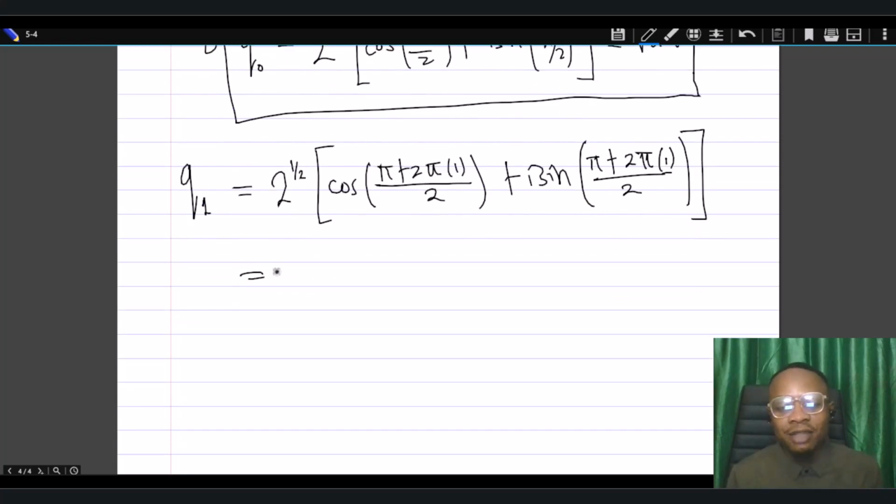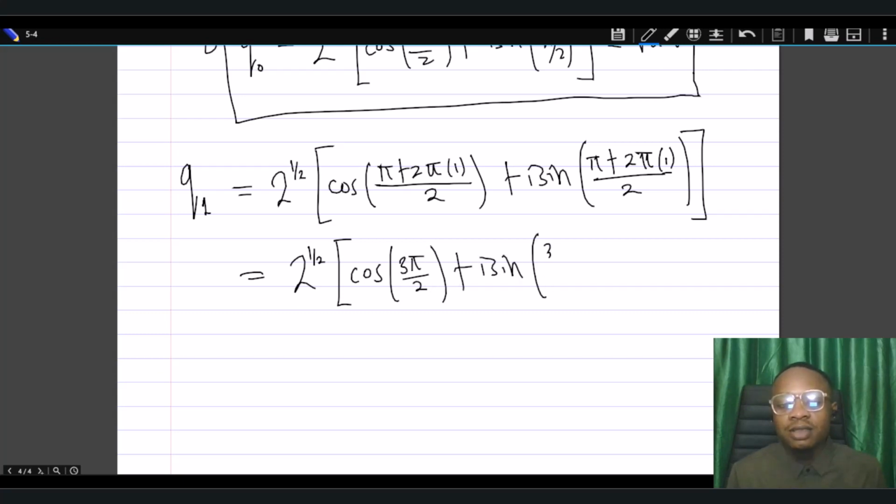Let's simplify this further. We're going to have 2 to the power of 1 over 2 into the cosine of, so this is pi plus 2 pi, that is 3 pi over 2. So we have here 3 pi divided by 2, then plus i sine, 3 pi divided by 2, then we close this bracket. Can we simplify this further? Is there any need for a further simplification? Obviously, this is 3 pi over 2, so it exceeds pi. To make it fall within our range of the standard values of the argument of a complex number, we can simplify this further.